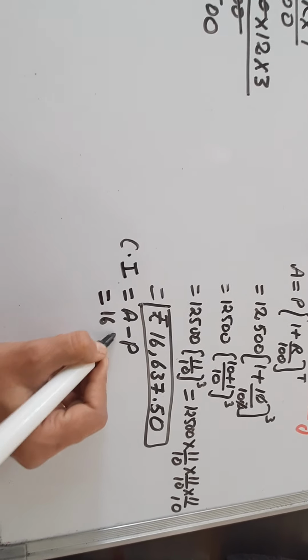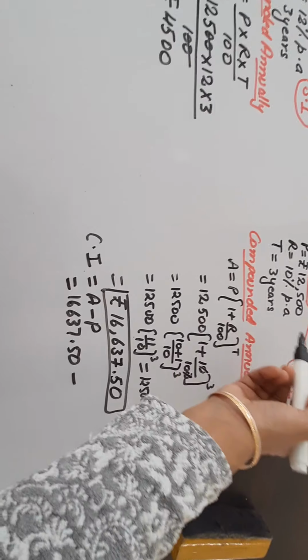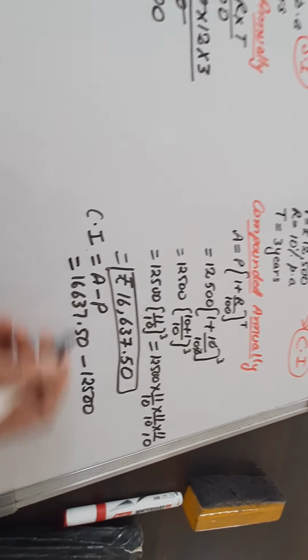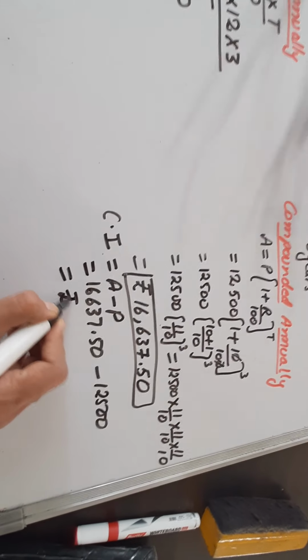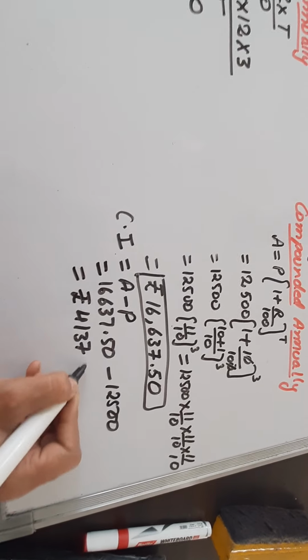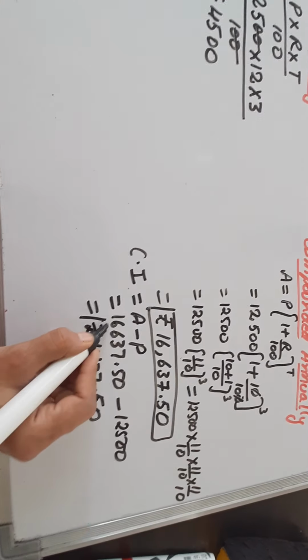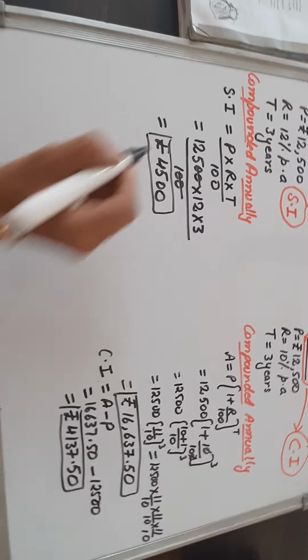So what is A? This is A. 16,637 rupees 50 paisa minus what is principal? It is 12,500. So by subtracting this value, we'll get the compound interest 4,137 rupees and 50 paisa. So this will be the compound interest and this will be the simple interest.